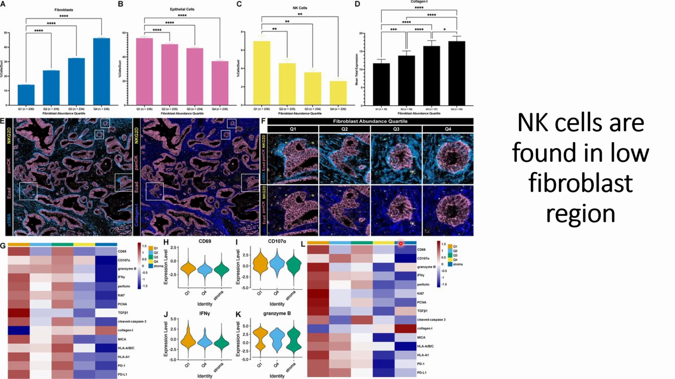In this, panel G is about the different fibroblast quantiles 1, 2, 3, 4, and panel L is about the NK cells, the quantiles where NK cells are found more. Here we can see that in the case of quantile 1 the NK cells are high.